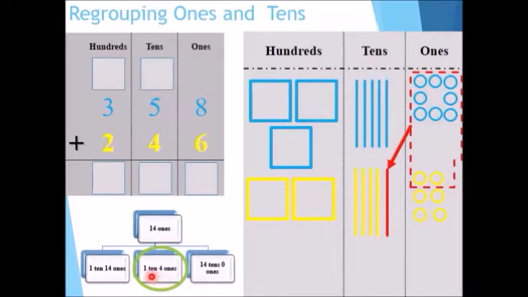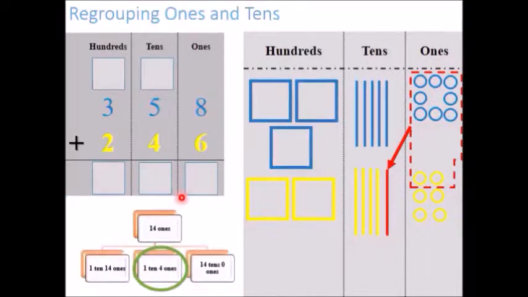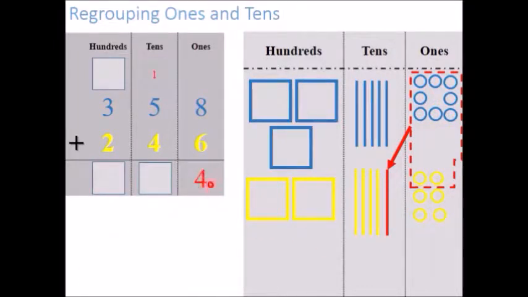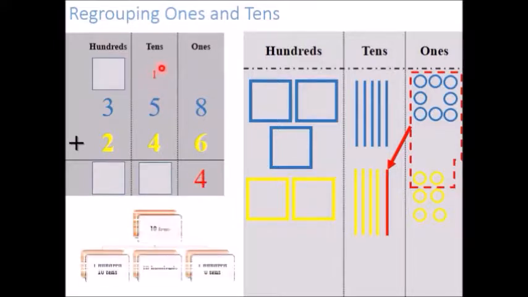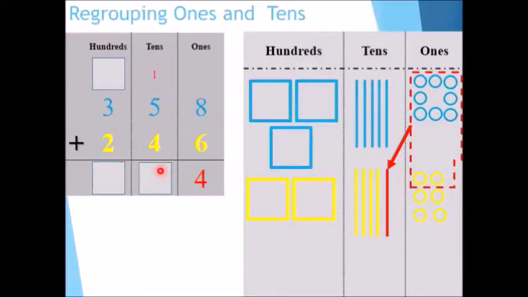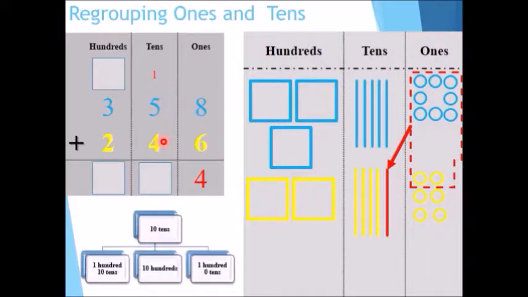Correct. It's 1 ten and 4 ones. One group of tens and 4 more ones. We add one more straight line in here. How do we record it? We write 4 in the ones column and we regroup 1 ten above the 5 in the tens column. Now let's add the tens. 1 ten plus 5 tens plus 4 tens. It's 10 tens. How can we write 10 tens?